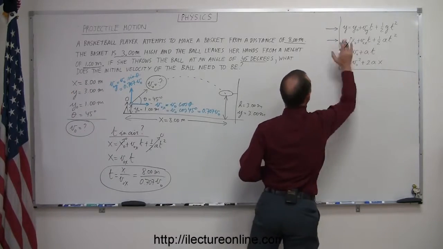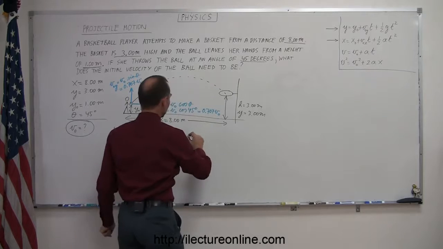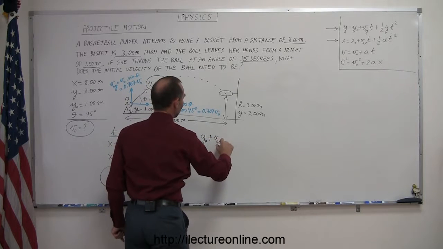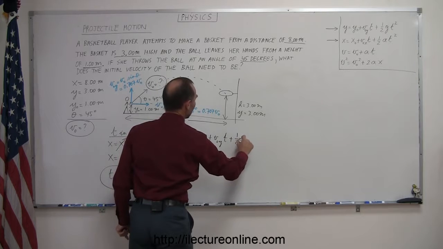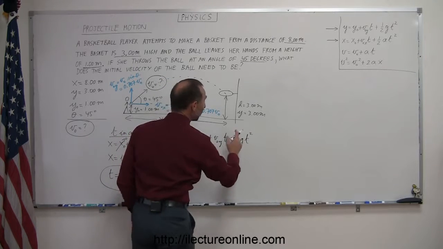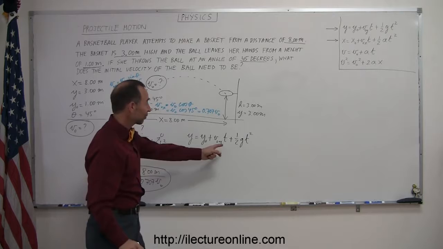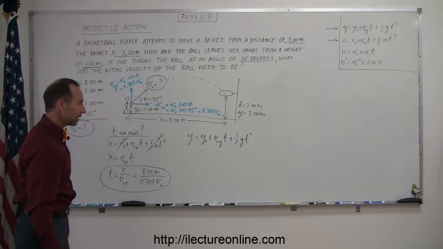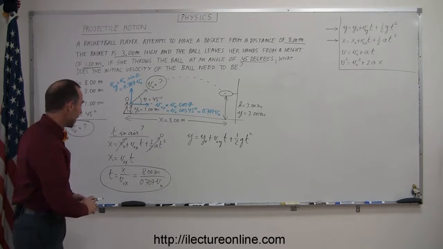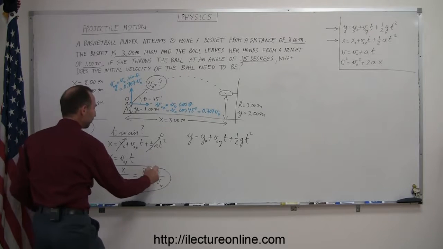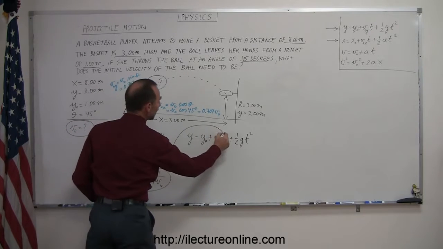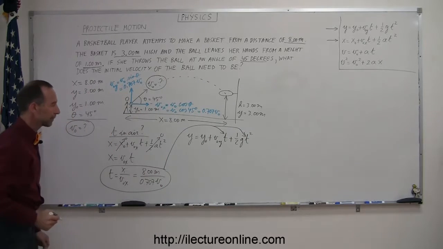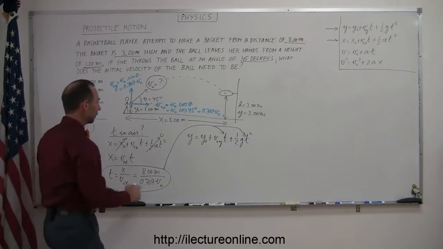I'm going to grab my second equation right here, which is y equals y sub naught plus v sub naught in the y direction times time plus 1/2 g t squared. Remember, in the vertical direction, since there's gravity, we have an acceleration due to gravity g, which is a minus 9.8 meters per second squared. I am now going to plug this value for t both in here and in here. When I do that, I get the following.